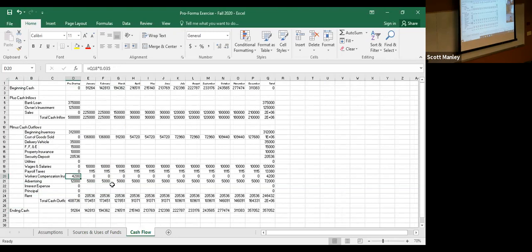Okay, 3.5% of my total payroll. My total payroll is 120,000. I just put that number in there as a placeholder. That's not my final number, but I just put it in there to get something. And then my advertising expenses, I plugged in 12,000.